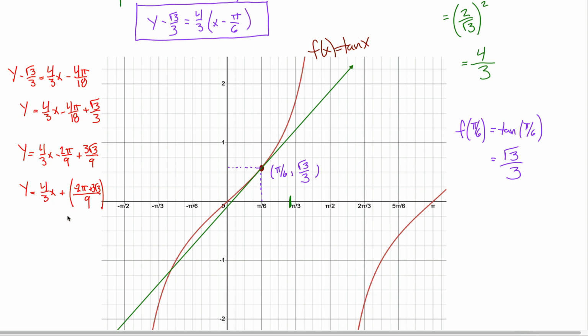The reason I did this is because the whole purpose of solving for y was to get things into slope-intercept form. And the whole purpose of slope-intercept form is it tells you the slope, this 4/3 that we figured out long, long ago, and the y-intercept. That's this expression that you see right here. So if you're curious about this height right here, how high is the green graph when it crosses the y-axis? I can answer that question for you. It's negative 2 pi plus 3 root 3 divided by 9. Whatever this expression evaluates to is the height of this point.